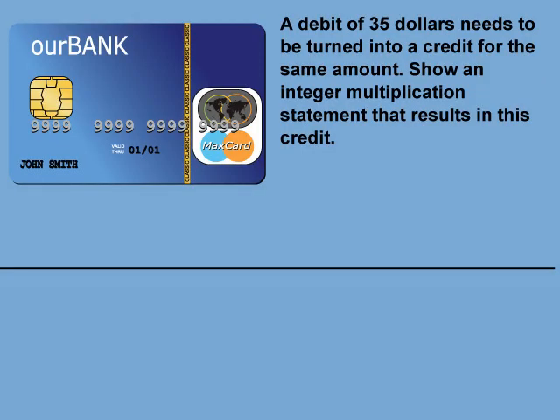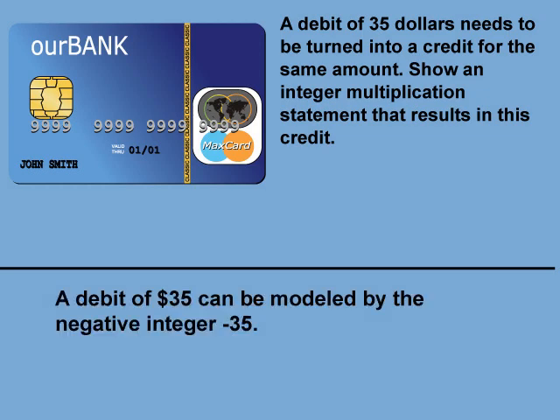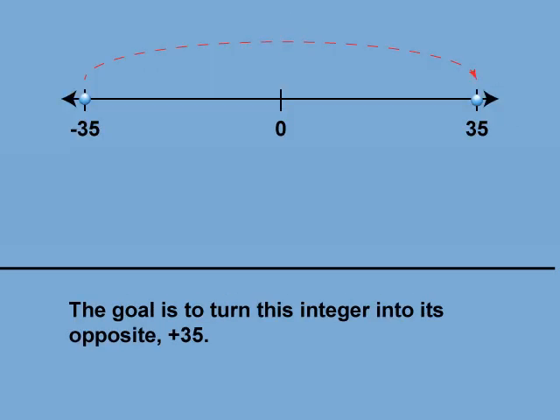A debit of $35 needs to be turned into a credit for the same amount. Show an integer multiplication statement that results in this credit. A debit of $35 can be modeled by the negative integer -35. The goal is to turn this integer into its opposite, positive 35.